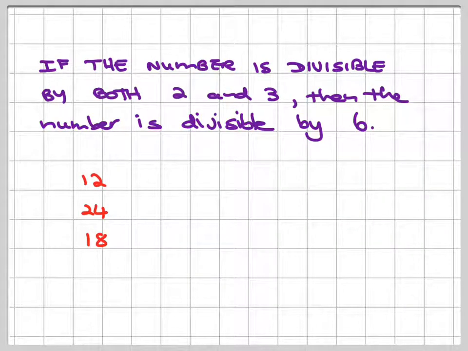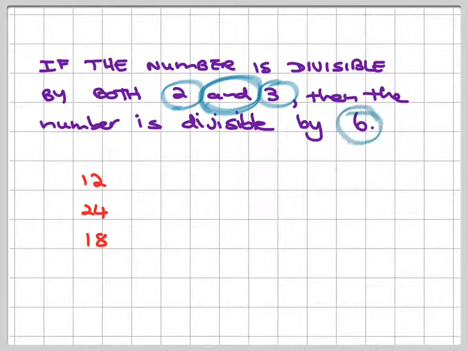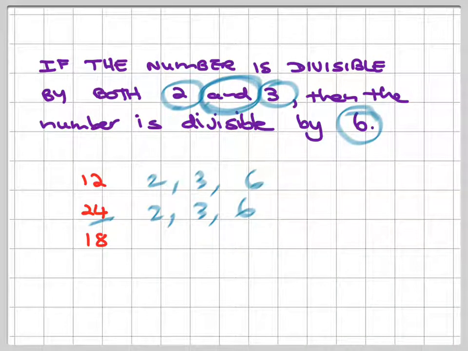If the number is divisible by both 2 and 3, then the number is divisible by 6. Okay, so we have here 12. 2 is a factor, 3 is a factor, that means 6 is also a factor. 24, 2 can go in there, 3 can go in there, that means 6 can also go in there. 18, 2 can go in, 3 can go in, that means 6 can also. Okay, but it has to be, very important, both 2 and 3, then 6 will be a factor.